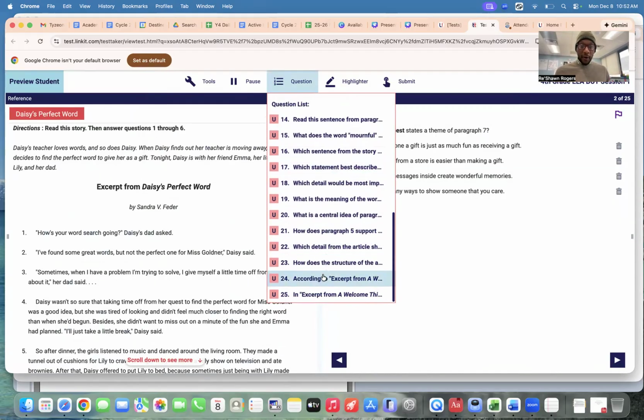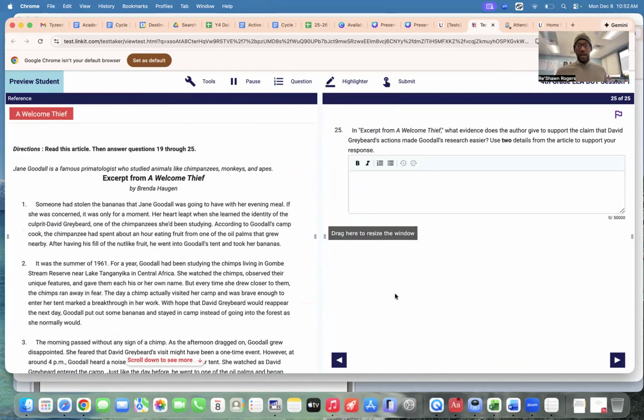Now, what about open response questions, Mr. Rogers? How can you use your paper to help you with open response questions? Well, after I read the question and I know what the question is asking me, I'm going to go ahead and draft my answer on my paper, including my two details, my two pieces of evidence. I know if I don't do those two details, I'm not going to get all of the points. So I'm going to make sure I do it before I press submit.